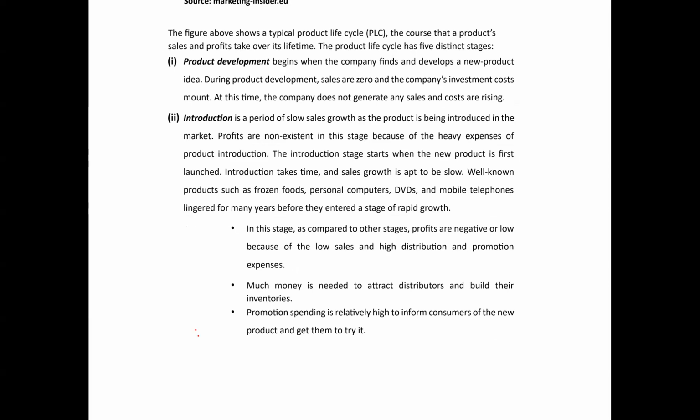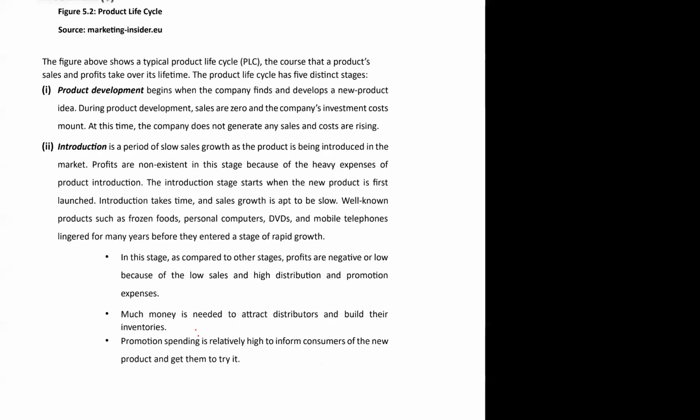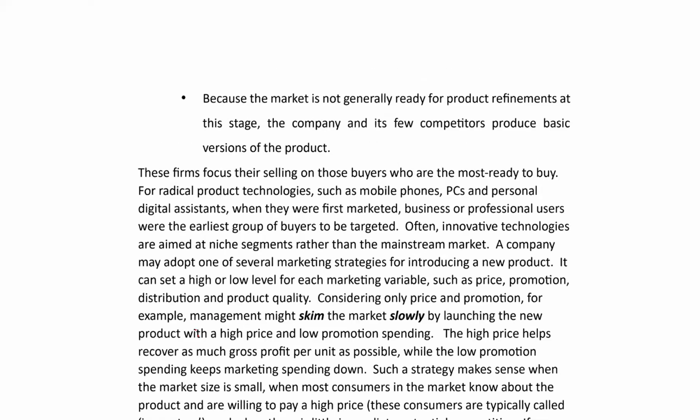As compared to other stages, profits are negative and low because of the low sales and the high distribution and promotional expenses. So much money is needed, actually, right? Much money is needed to attract distributors and build their inventories. Promotion spending is relatively high to inform consumers of the new product and get them to try it. That is what usually happens. Because the market is not generally ready for product refinement at this stage, the company and its few competitors produce basic versions of the product, right?